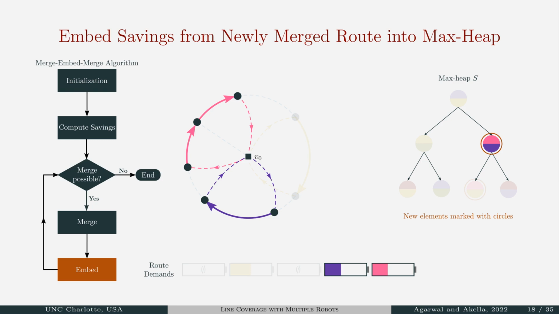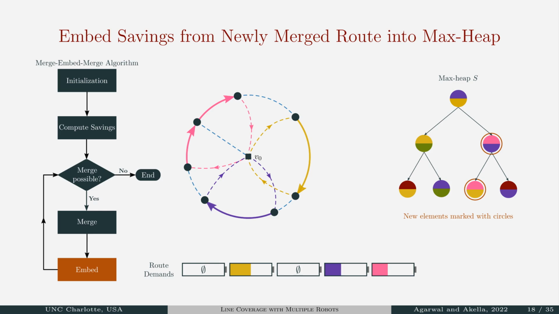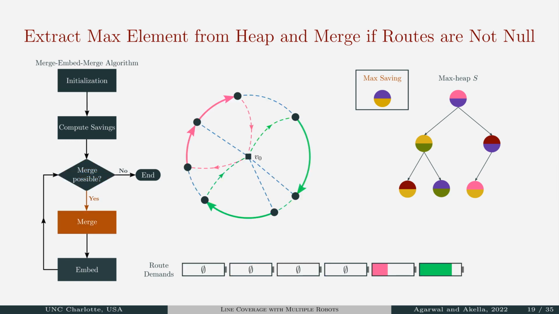We compute the savings obtained if the pink route is merged with existing routes. These new savings are then stored in the max heap data structure. The merge and the embed steps are performed iteratively. Now, the maximum element is extracted from the heap once more. A new route shown in light green is generated.